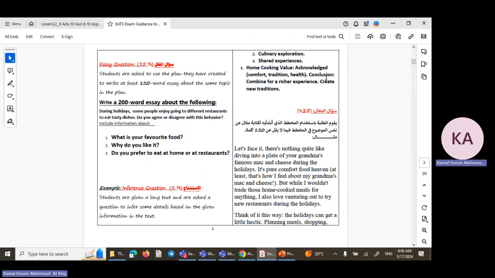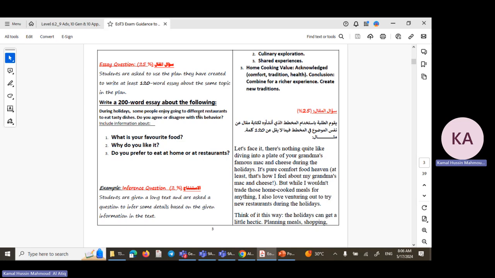For example, in the introduction, you can write something. The first body answer the first question. The second body answer the second question. And at the end of the planning, you should talk about your opinion. Do you agree or disagree? This part has to do with the plan. After that, you are asked to use the plan that you have already prepared to write at least 120 words essay about the same topic.